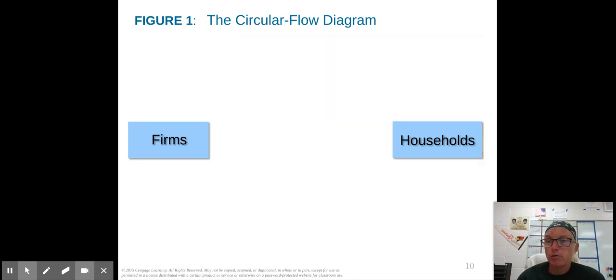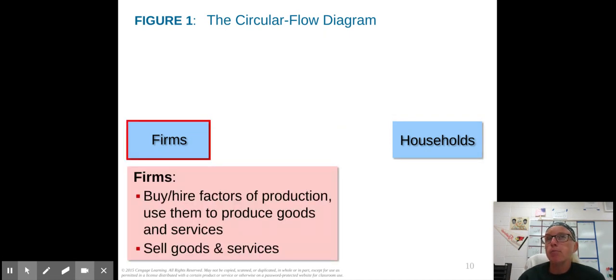Now, the firms are the exact opposite. They buy the factors of production and sell the goods and services. So they have exact opposite roles in the market.